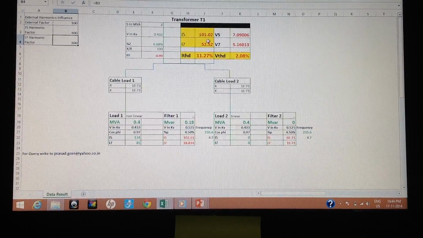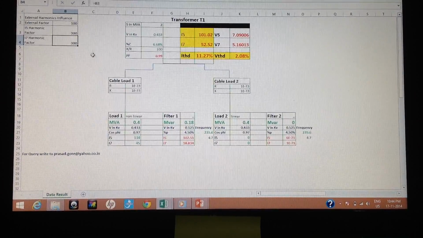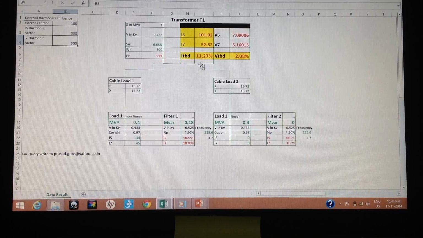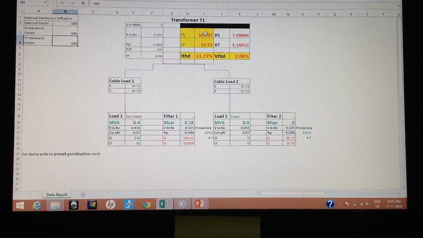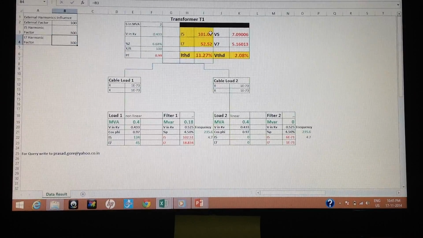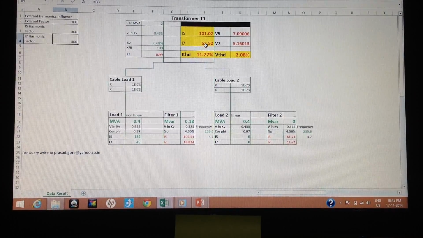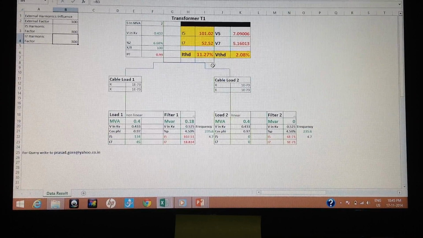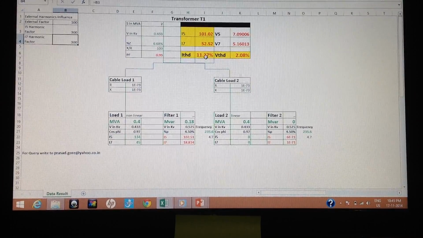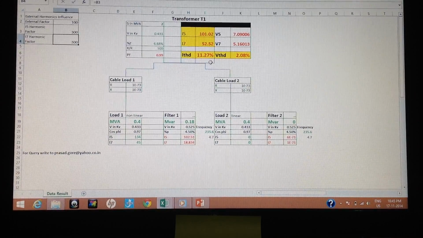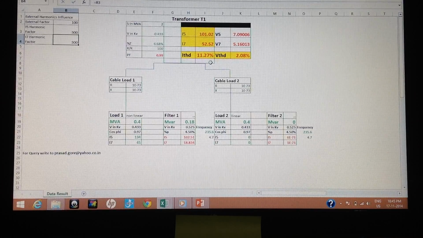When the utility stability was very high, with no harmonic content, with the 235 frequency filter, we were getting I-Fi 72 here. Now it has increased to 101. This was 40, and now this has increased to 52. And the overall, it was 8.06. It has increased to 11.27. So this is basically, the external harmonics are in place.